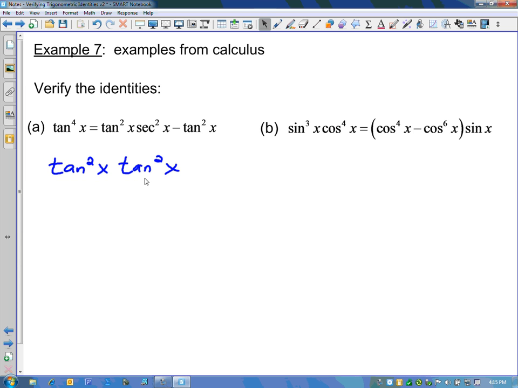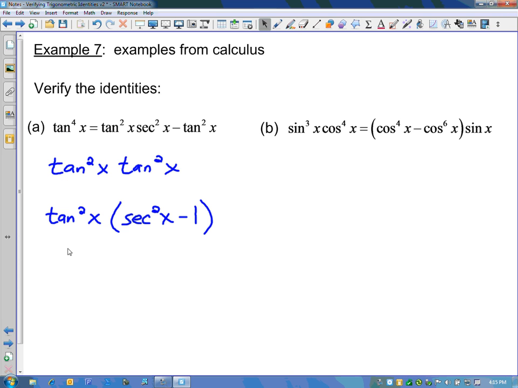So if I take tangent to the fourth, the first step is I'm going to break it up into tangent squared times tangent squared, which is a completely unobvious step. Reason I did it is so that I could have more options to use the Pythagorean identities if I have the squared. And that's what I'm going to do next, is instead of tangent squared, I'm going to switch it out for secant squared minus 1.